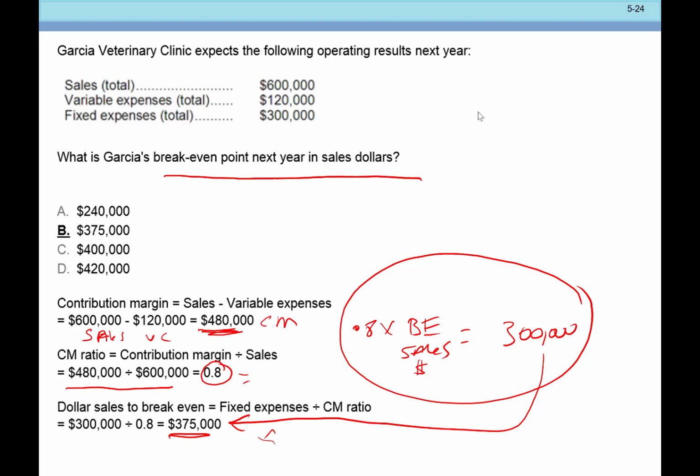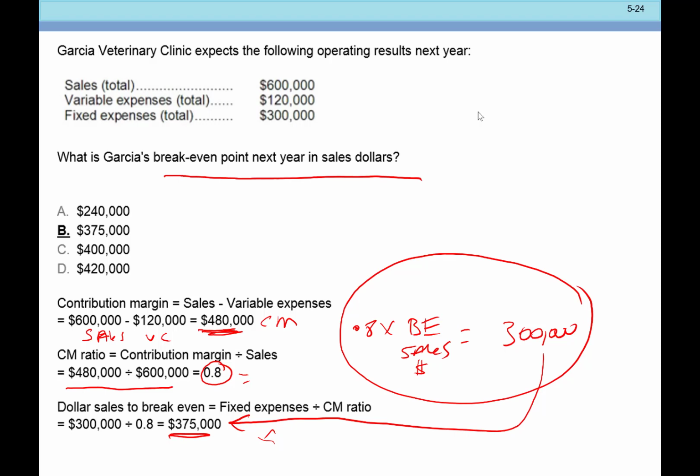Break even is what? 375. Now this company's more than breaking even, aren't they? At sales of 600,000. But we can still use that relationship between sales and contribution margin to come up with a contribution margin ratio. And once we have that, assuming we know the fixed expense number, we can calculate the break-even sales dollars, right?